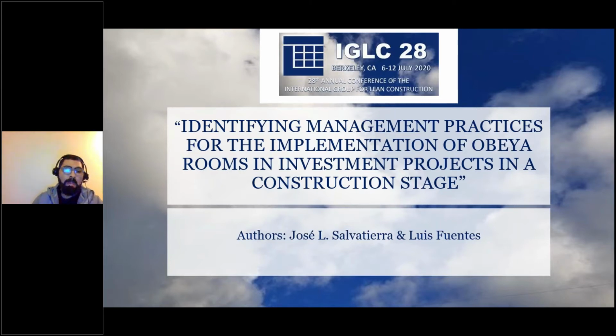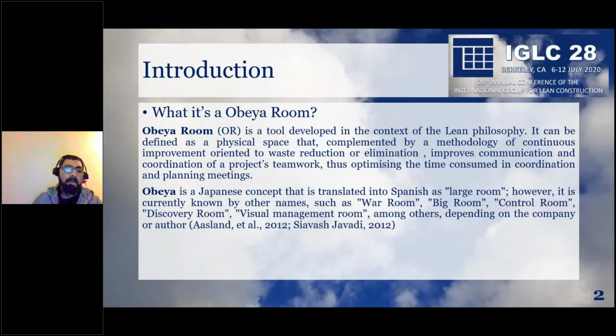So Obeya Room is a tool developed in the context of the Lean philosophy. It can be defined as a physical space complemented by a methodology of continuous improvement oriented to waste reduction or elimination, improved communication and coordination of a project team's work, thus optimizing the time consumed in coordination and planning meetings.